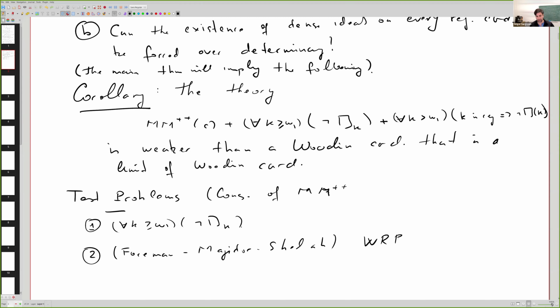Which is stationary reflection, right? You're saying that if you have, for every kappa, a stationary subset of P omega 1 kappa, so countable subsets of kappa, then it reflects to a set of size omega 1. You can find a set of size omega 1 such that the set restricted to P omega 1 of that set is stationary. The SRP, which is Todorcevich, this is also Todorcevich, by the way.